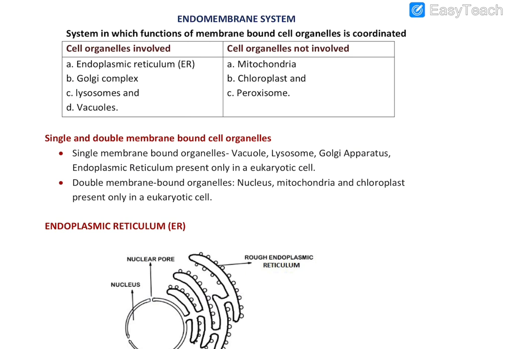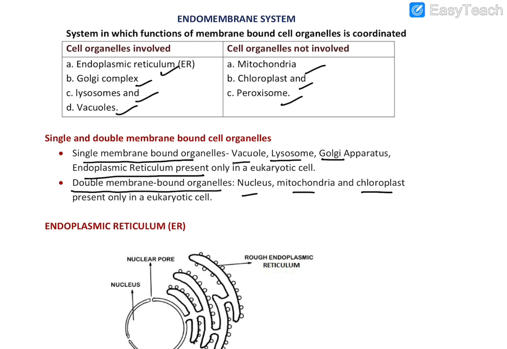The cell organelles involved in the endomembrane system, as I just told, are the endoplasmic reticulum, Golgi apparatus, lysosomes as well as vacuole. The cell organelles that are not involved in the endomembrane system are mitochondria, chloroplast as well as peroxisomes. First we'll talk about single membrane bound cell organelles as well as double membrane bound cell organelles. The vacuole, lysosome, Golgi apparatus and endoplasmic reticulum are all covered by a single membrane. That's why we call them single membrane bound organelles. The nucleus, mitochondria as well as chloroplast are covered by two membranes. That's why we call them double membrane bound cell organelles.